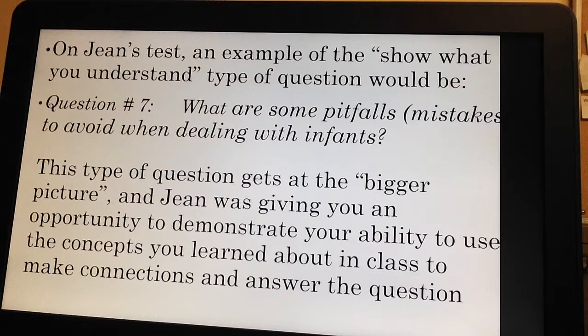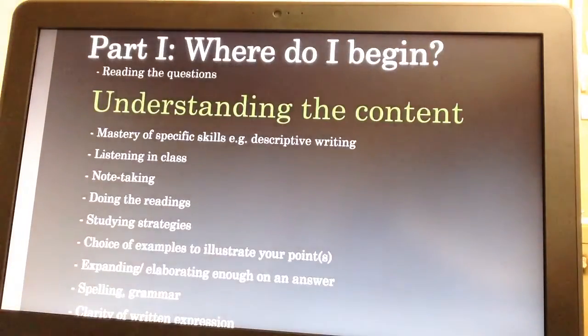On the other hand, an example of the show what you understand type of question was question number 7. What are some pitfalls or mistakes to avoid when dealing with infants? You'll remember this. This was the last question on Jean's test. This type of question gets at the bigger picture, and Jean was giving you an opportunity to demonstrate your ability to use the concepts you learned about in class to make connections and answer this particular question. So differentiating between these two types of questions will help you prepare to answer them.